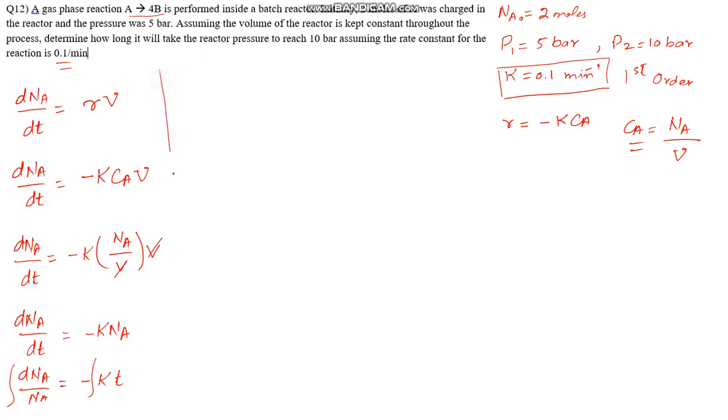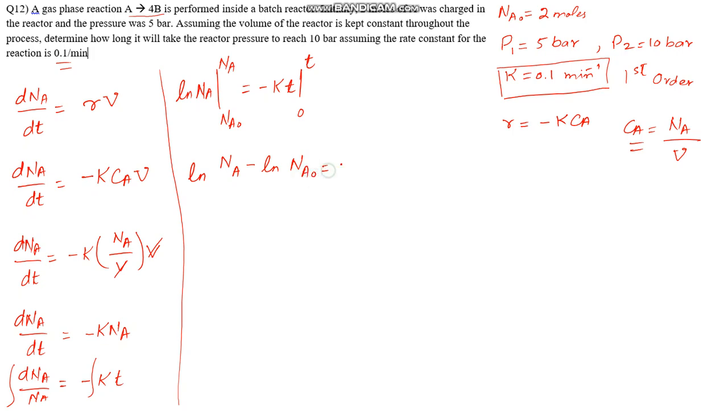To integrate this one, take Na to the other side, it will be equal to minus Kt, integration of both sides. As it is 1 over Na, it will be natural log of Na to the limits Na naught initial moles, final moles, is equal to minus K T, 0 to T. Once you apply the limits, upper limit minus lower limit is equal to minus K T, and it can be written as natural log of Na over Na naught is equal to minus K T. So Na naught is given, K is given, we need to calculate Na, number of moles of A at any time. For this one we have to do some work.